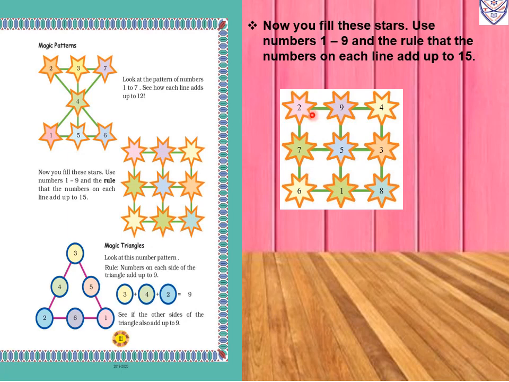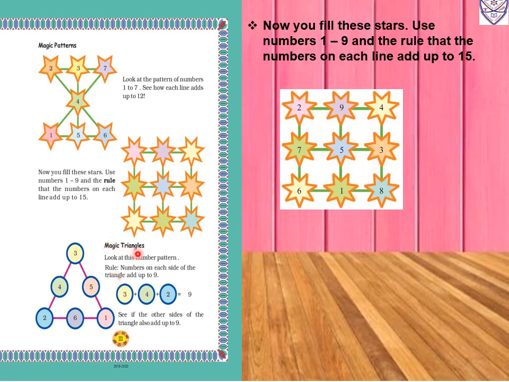So first we will write 2 9 4. First we will see the addition we are getting. So 2 plus 9 is 11, 11 plus 4 is 15. Okay, right? Then in the vertical way 2 plus 7 is 9, 9 plus 6 is 15. Now in horizontal 7 plus 5 is 12, 12 plus 3 is 15. Then in the vertical way 9 plus 5 is 14, 14 plus 1 is 15. Then 4 plus 3 is 7, 7 plus 8 is 15. Okay, so this way we will arrange numbers 1 to 9.